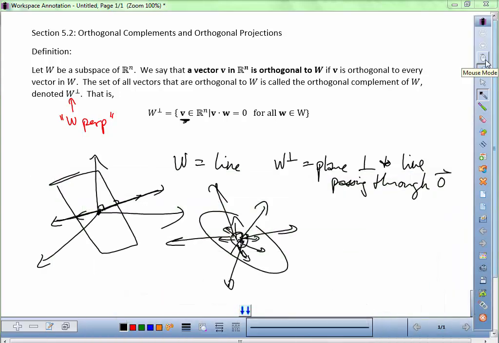Okay, so that's the idea of that perpendicular subspace. Now, it didn't say that it's a subspace, but in a couple of theorems from now, they say it's a subspace, so that you can prove that it's a subspace. But we're not going to do any of that.